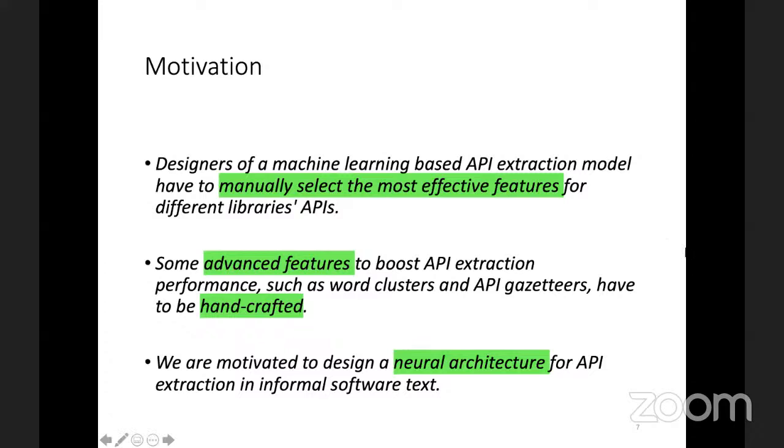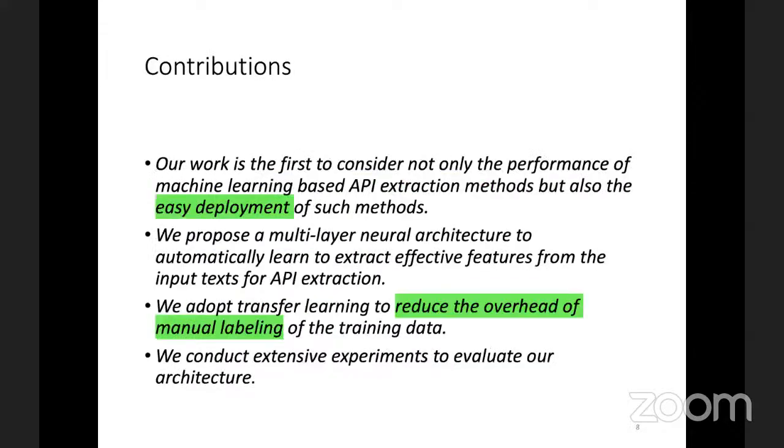As for the motivation, firstly, designers of a machine learning-based API extraction model have to manually select the most effective features for different libraries' APIs, and some advanced features to boost the API extraction performance, such as word clusters and API gazetteers, have to be handcrafted. So we are motivated to design a neural architecture for API extraction in informal software text.